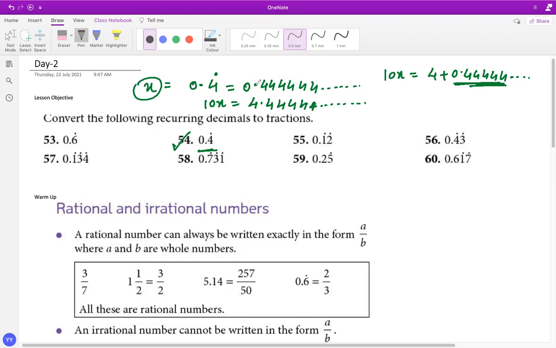As we know, in the beginning this part we have taken as x. So instead of 10x, if I take 4 plus x, because that value is nothing but x we have taken in the beginning, we get 9x is 4, and x is 4 over 9. That's my correct answer.